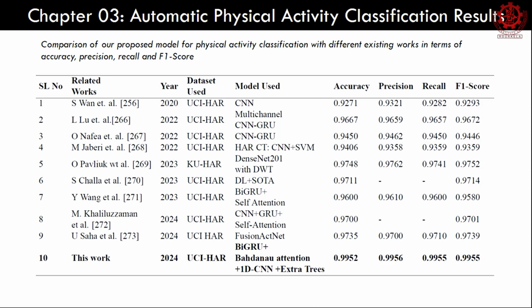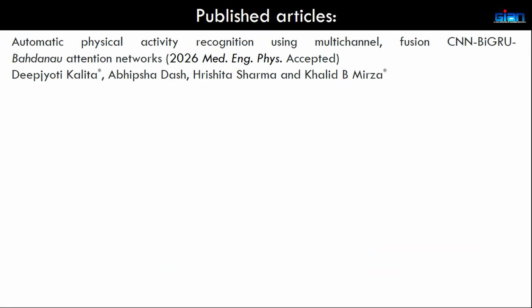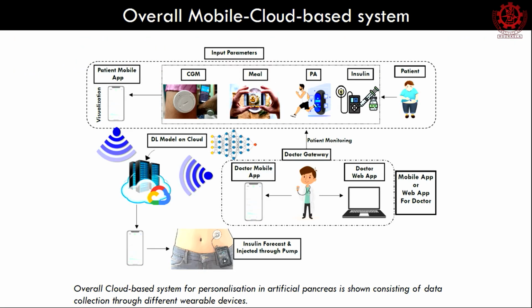In comparison to existing work, the model outperforms in all aspects of accuracy. All these models are using the UCI HAR dataset, as you can see, which is a standard dataset and good for model comparison. So you see that the proposed model works quite well in comparison to existing work. This work has also been accepted in a journal, where you can go and read about it. Okay, so finally we can show you an overall system.